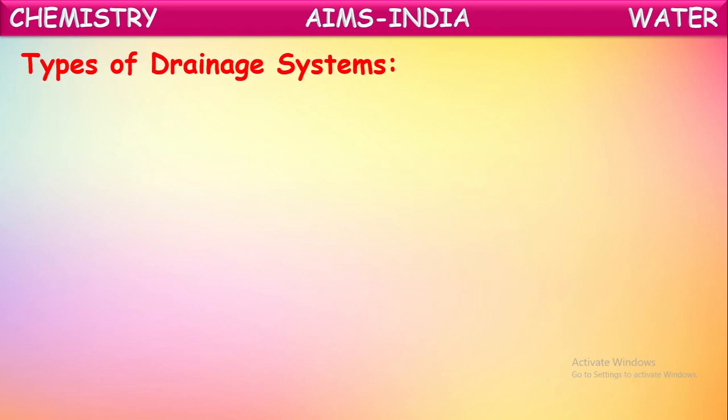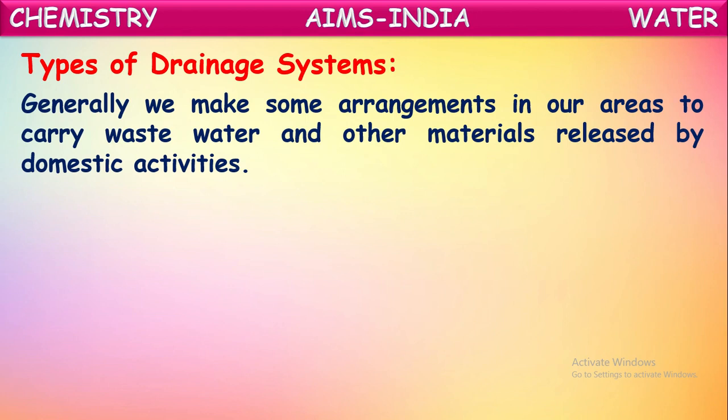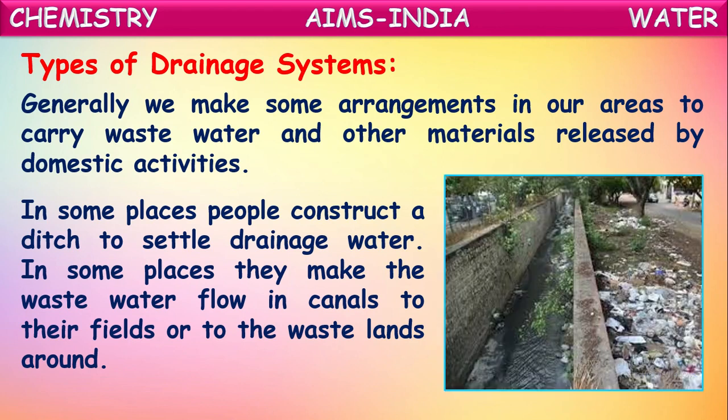Types of drainage systems. In different areas, different kinds of drainage systems will be used. Generally, we make some arrangements in our areas to carry wastewater and other materials released by domestic activities. Isn't it? Yes. In some places, people construct a ditch to settle drainage water. Thereby it sinks into the ground and hence groundwater level increases. In some places, they make the wastewater flow in canals to their fields or to the wasteland around.